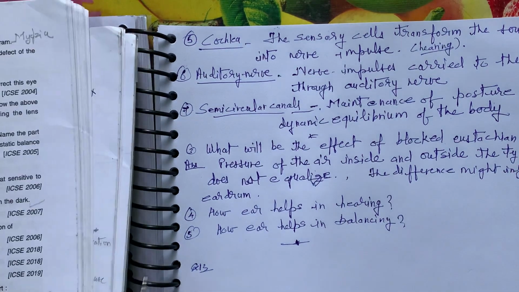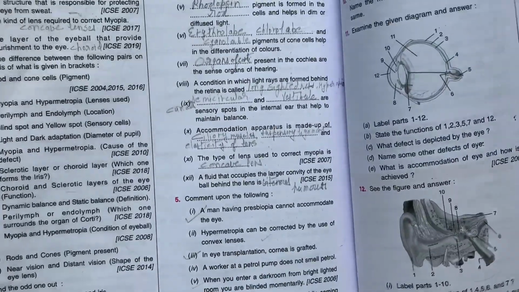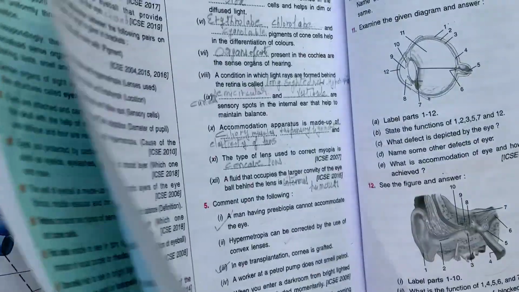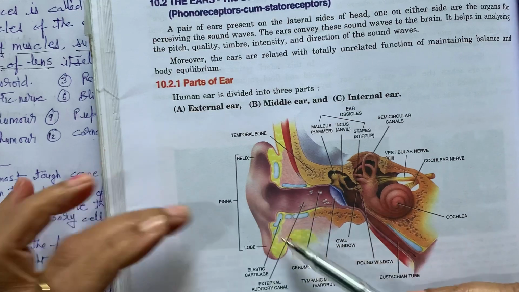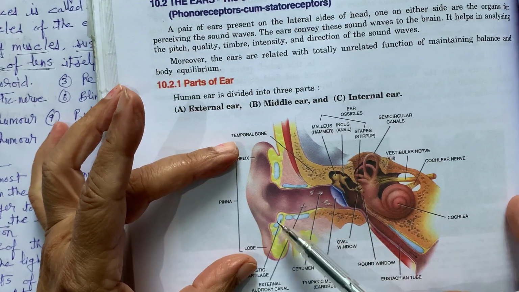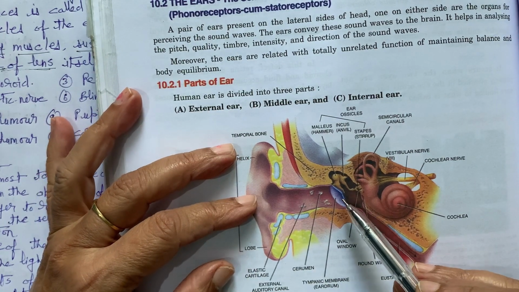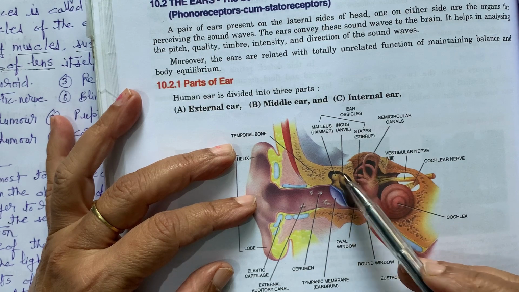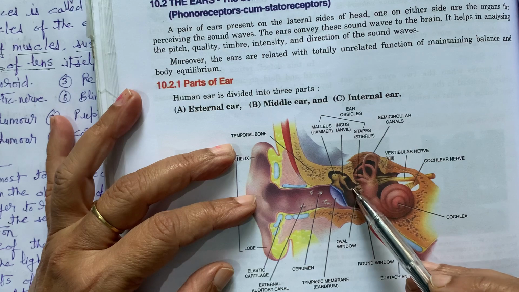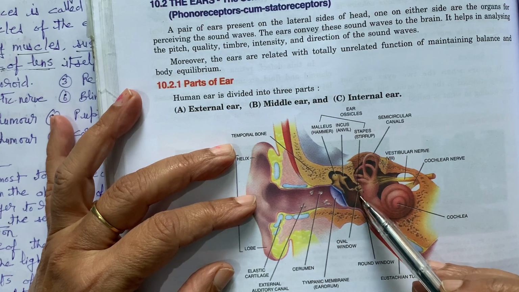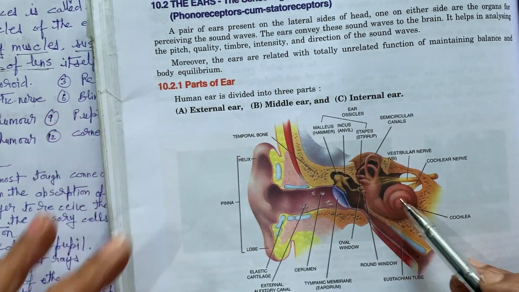How does the ear help in hearing and in balancing? In the ear, the external ear, the pinna, collects the sound waves. The sound waves pass through the auditory canal, then the tympanic membrane starts vibrating. Through this membrane, the vibrations are passed to the ear ossicles, that is malleus, incus, and stapes. Through the stapes, they pass to the oval window. Through the oval window, the sound waves pass into the vestibule.